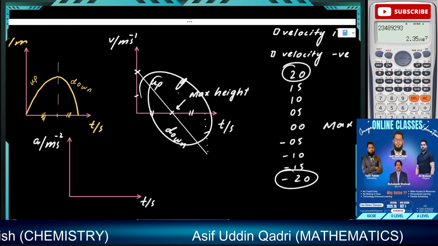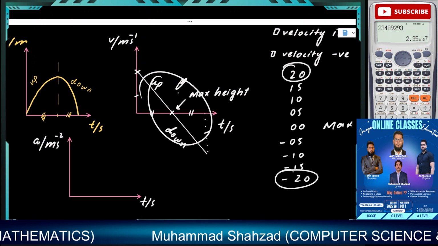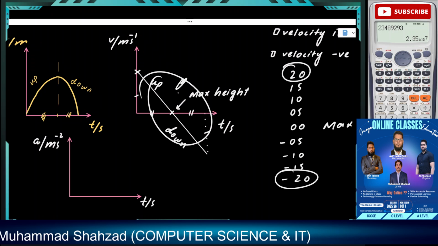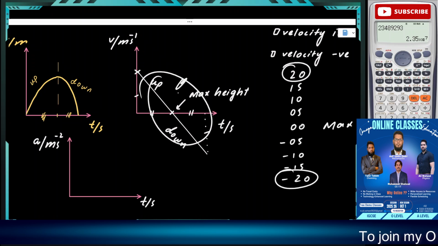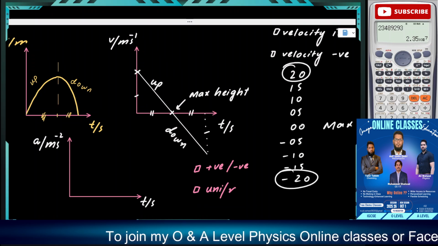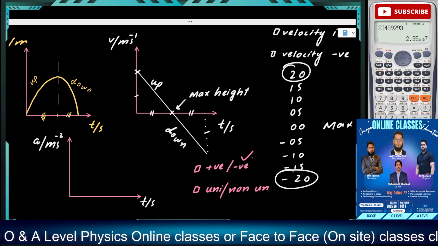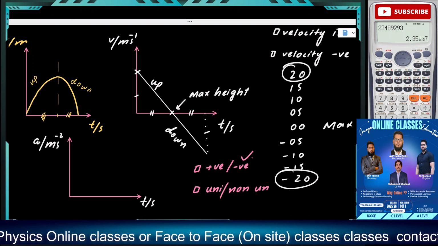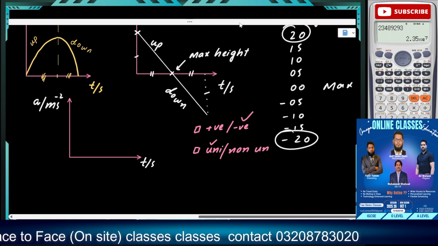Now let me ask two questions. Is the gradient positive or negative? And is the gradient uniform or non-uniform? So first, if you could answer me about positive or negative gradient. Which one is that? Negative, very good. The gradient is negative. And uniform or non-uniform? Uniform, very good.